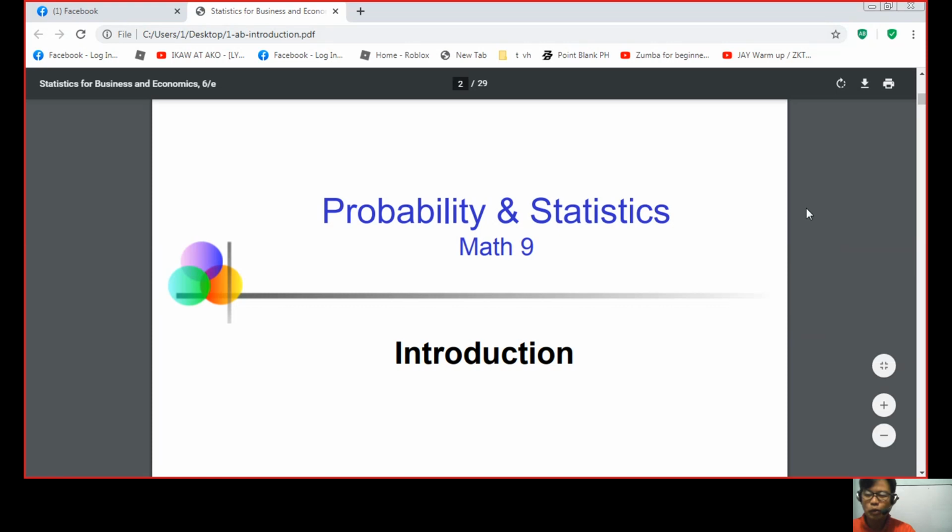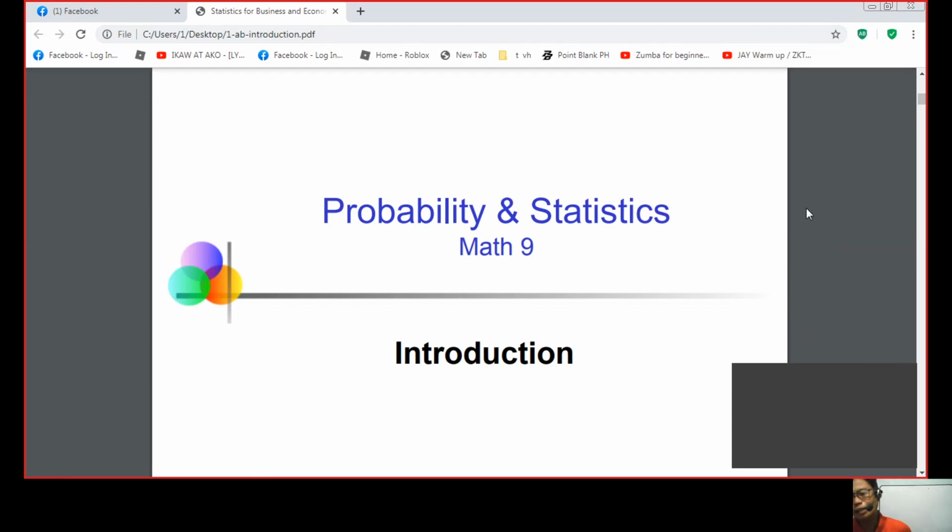So this will be the first of the two presentations I'll be posting. It's about statistics and probability. Okay, this is Math 9, but we are only going to tackle the introduction, or the important parts, or the basic parts of statistics.